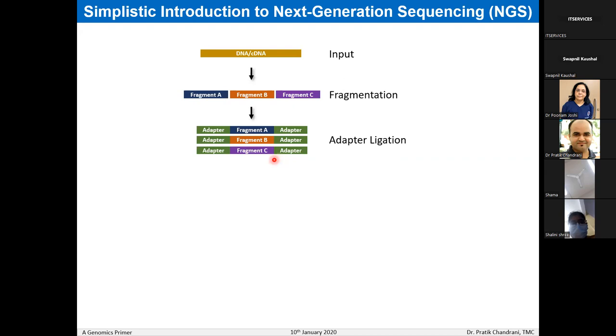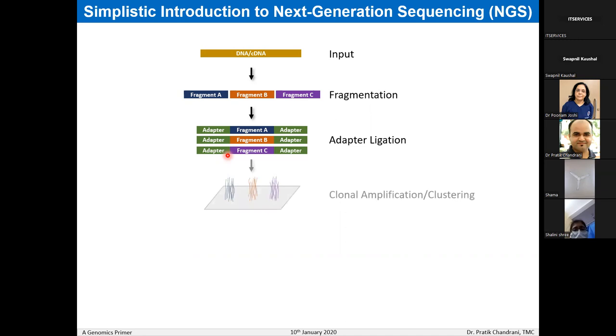So these adapters allow us to do many different kinds of molecular reactions on the DNA fragments without even knowing the sequence of the DNA fragment. In this way, we have a universal primer which will come and bind to either side of this adapter, and that primer will allow us to read the whole fragment of DNA which is inserted between a couple of adapters.